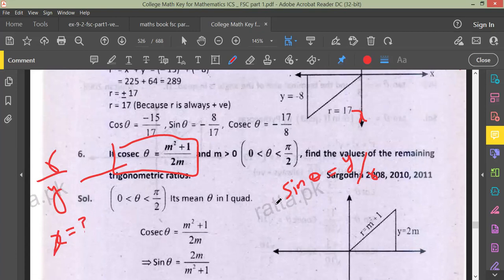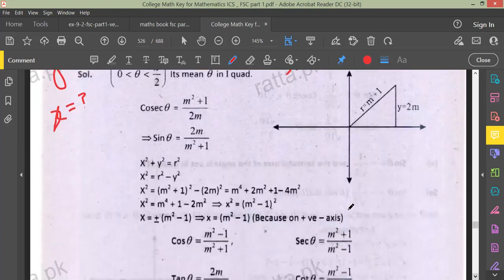So simply we will apply the formula of Pythagoras theorem. So this is x square plus y square formula of Pythagoras theorem. So we have to find x. So this will be equal to r square minus y square. We will put the value of r, which is equal to m square plus 1. This is square, so we will open the square of this. And this is minus 2m square will be equal to 4m square. So minus 4m square and plus 2m square will be equal to minus 2m square, and this will be equal to m square minus 1 whole square.